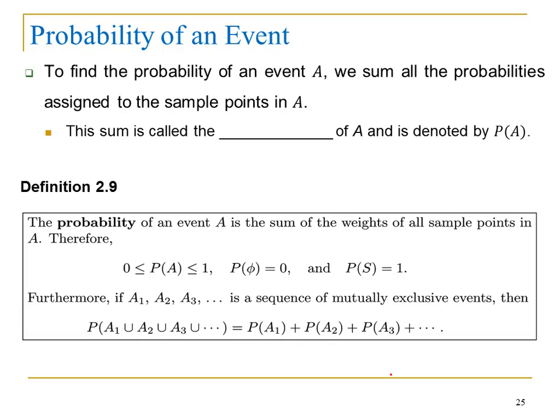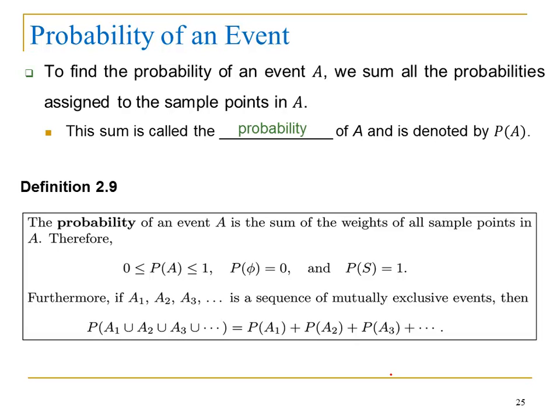So probability of an event: to find the probability of an event A, we sum all the probabilities assigned to the sample points of this event A, and this sum is called the probability of A, and is denoted by P(A). Okay, so if we put P and the event into parentheses, that means that we are looking at the probability of that event happening. Then we have a definition.